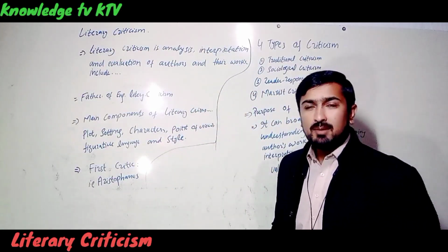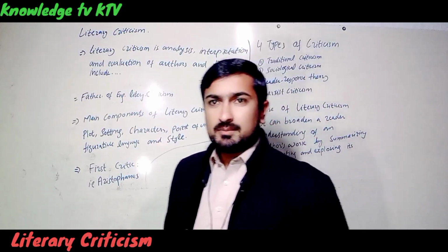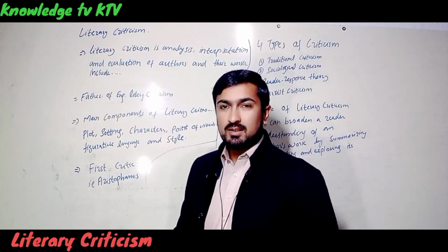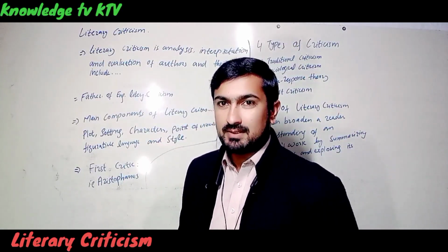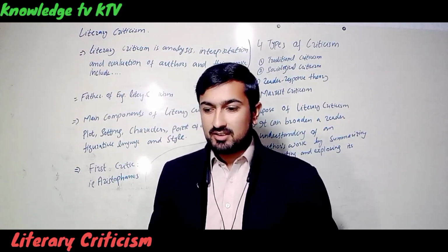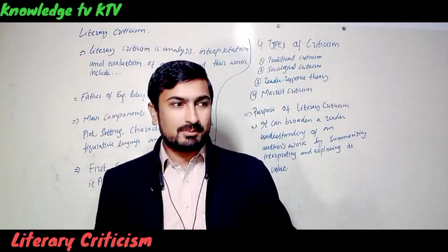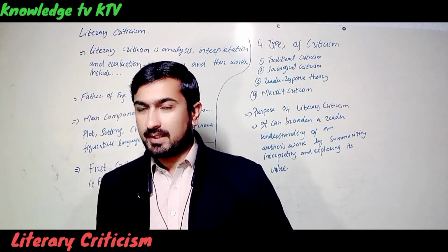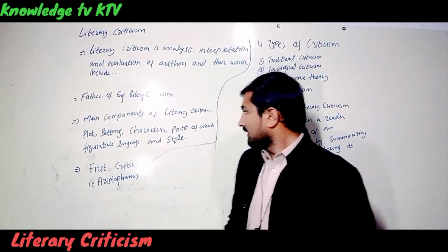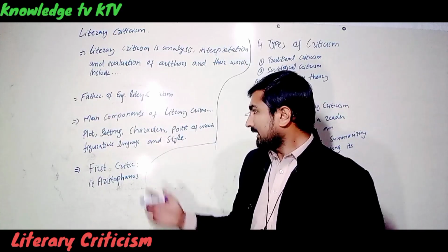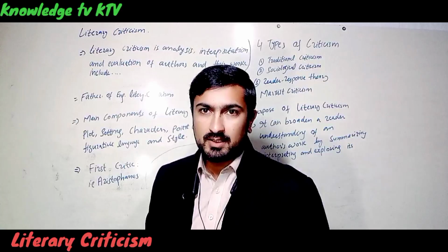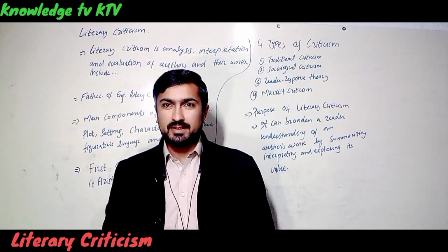So let's come to the components of literary criticisms. The first thing is plot, okay? The events that happen in a play or in a novel. These things are studied in literary criticism, that what is the plot, how the plot is going on. Plots, settings, characters, point of view, figurative language, and styles. These all things are discussed in the Poetics of Aristotle. Inshallah, I will make a separate video on that topic.